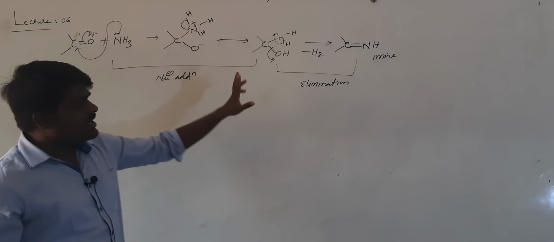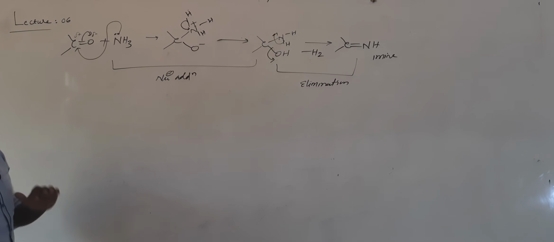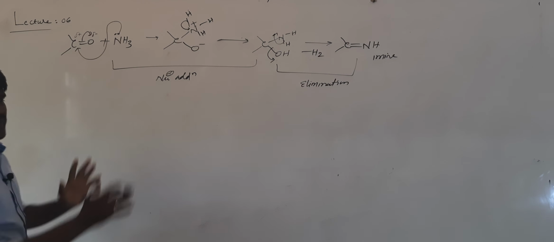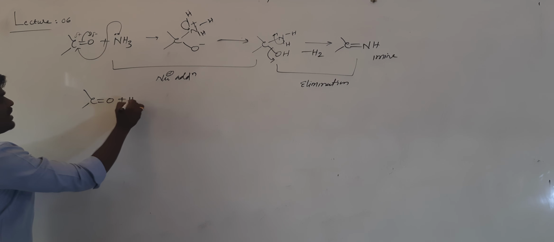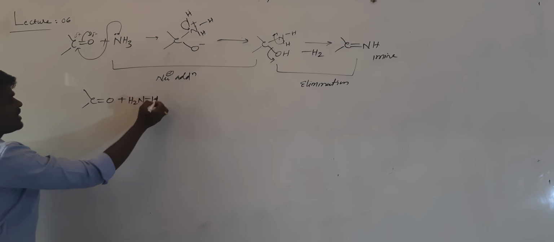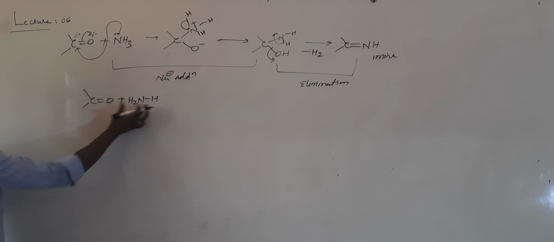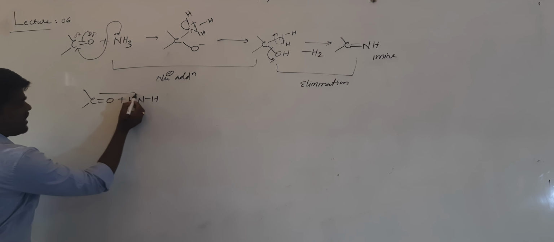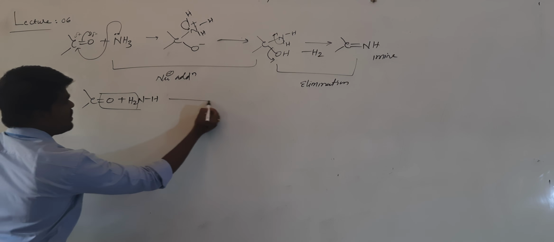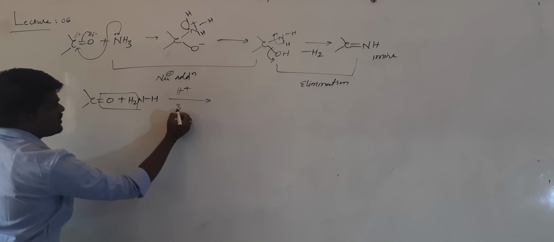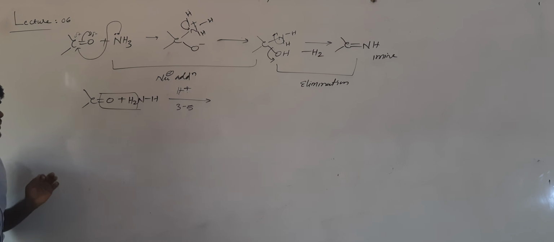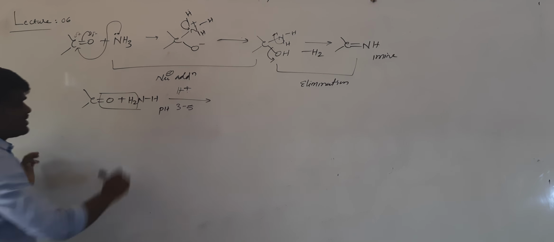Since I said this is an addition elimination reaction, we can also directly write this particular reaction without going through all this mechanism. What is the direct way of writing this reaction? Here I will write ammonia in this manner. Can I write ammonia NH3 as NH2H? Now from here I directly remove this water molecule, in presence of acidic medium. The pH of the reaction medium should be between 3 to 5.